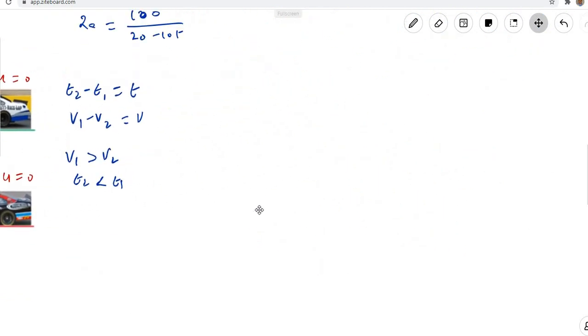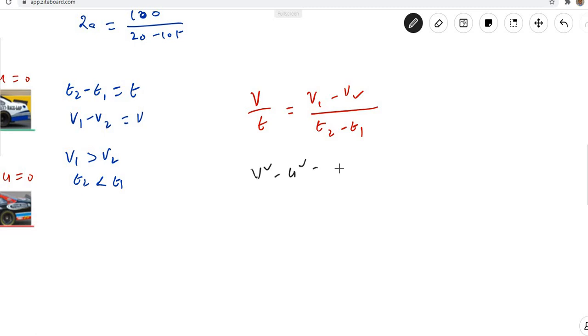It's a very simple problem. So let us do this. I can write v by t is equal to v1 minus v2 by t2 minus t1. If we can find out the values of v1, v2, the problem is over. So how do we solve? Let us take the first equation. We know that v square minus u square is equal to 2as.